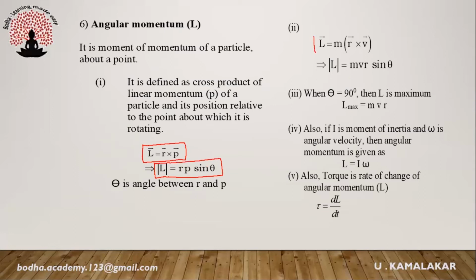Angular momentum can also be expressed as L bar is equal to m into r bar cross v bar, or mod L is equal to mvr sin theta. When theta is equal to 90 degrees, then angular momentum is maximum and is given as L max is equal to mvr. Also, if I is the moment of inertia and omega is the angular velocity, then angular momentum is given as L is equal to I omega. Torque and angular momentum are related as tau is equal to dL by dt.